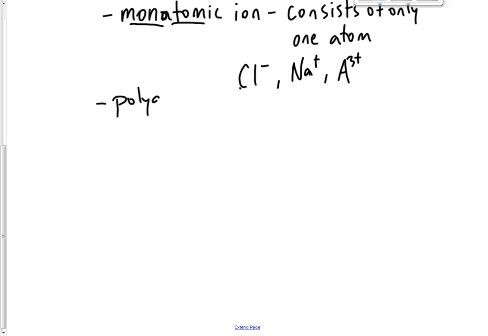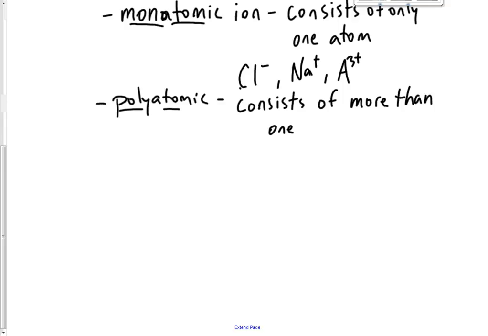Next is polyatomic. All right, so poly meaning more than one, again, atomic meaning atom. So you have ions that consist of more than one atom. So you have like phosphate, you've got nitrate, phosphite. Okay, so those are some examples.